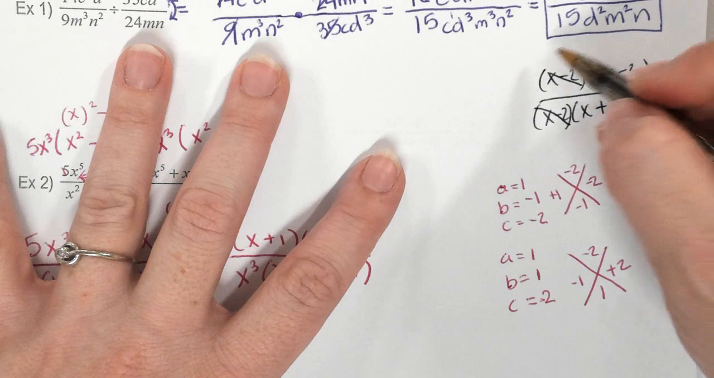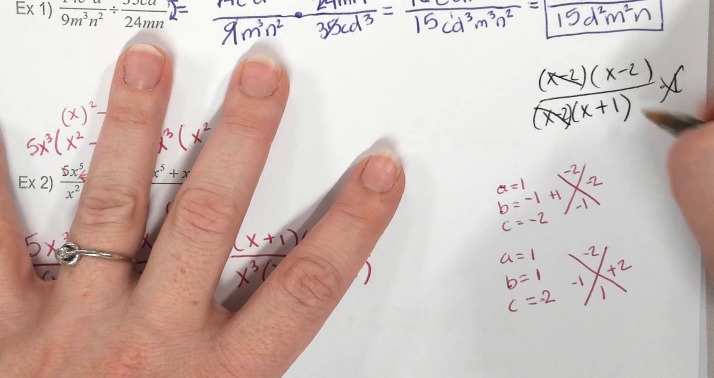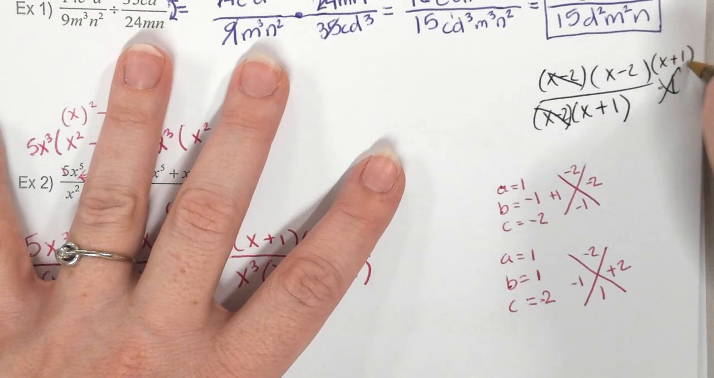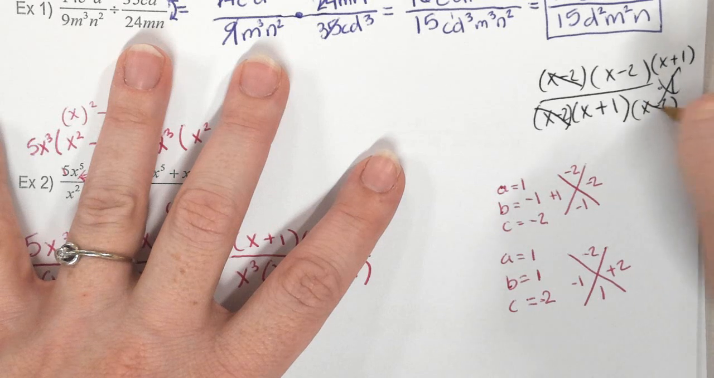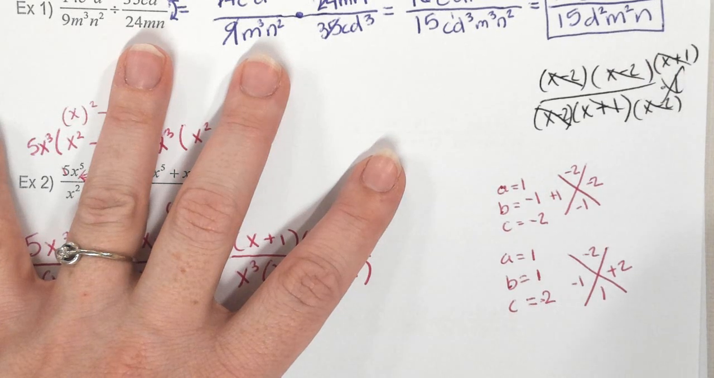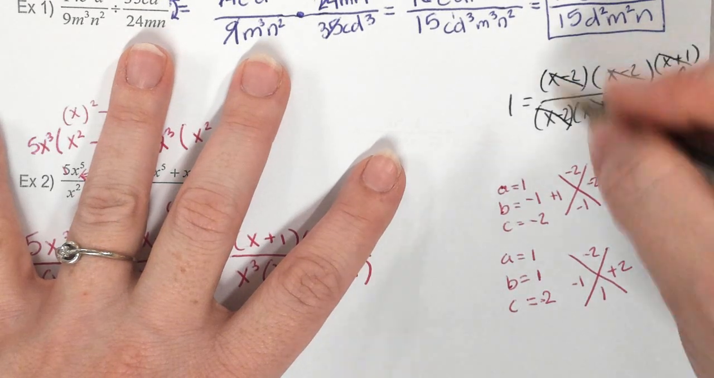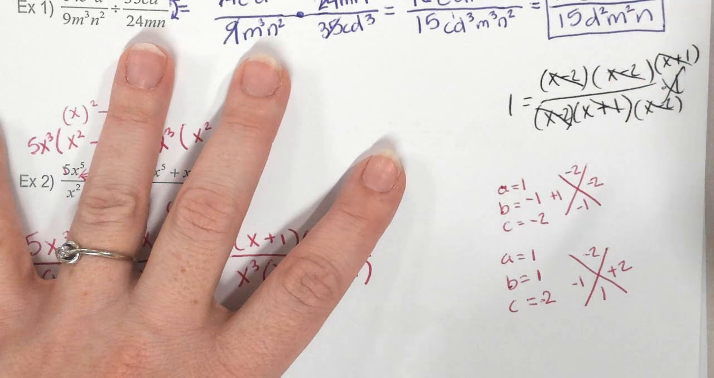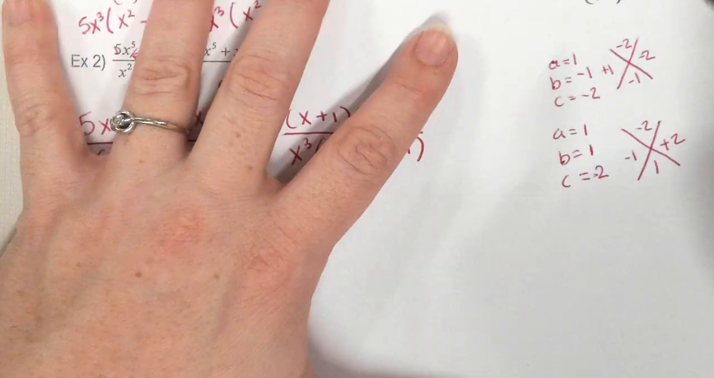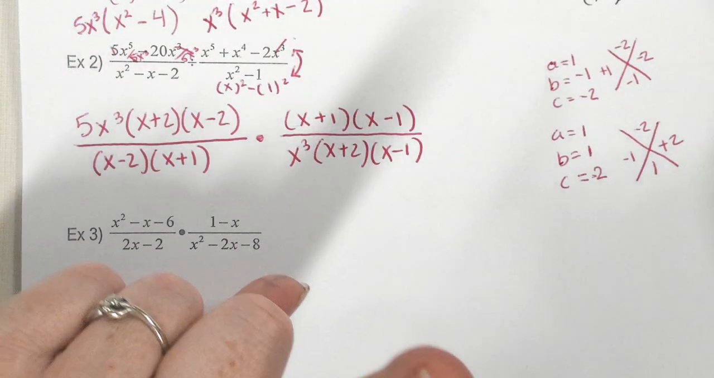So when things cancel, what if everything canceled? Like what if this had an x plus 1 and this had an x minus 2? So if everything cancels, what's my answer? 1. I know I just made up random factors, so don't let that throw you off. We didn't factor anything. I was just making up random things. But what I want you to realize is if everything cancels, it equals 1.